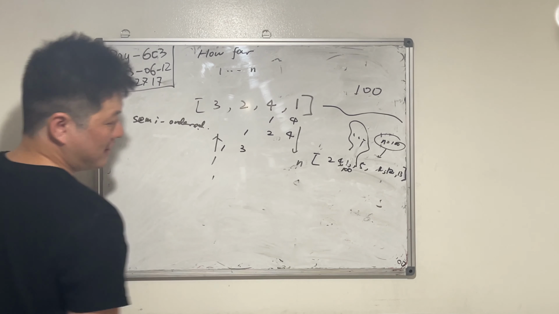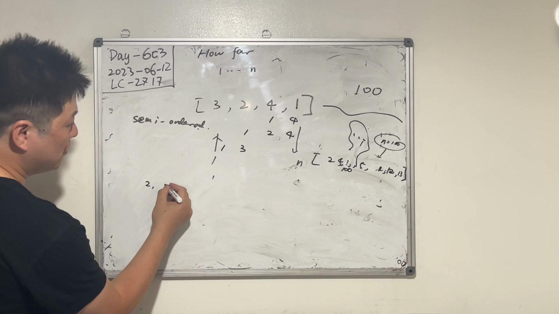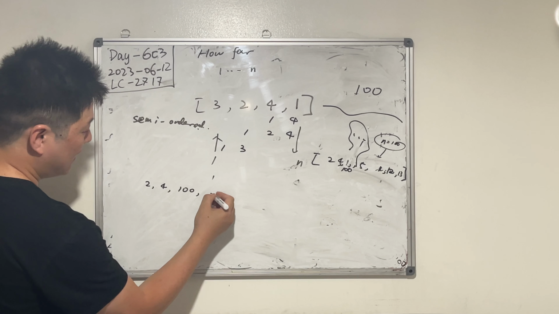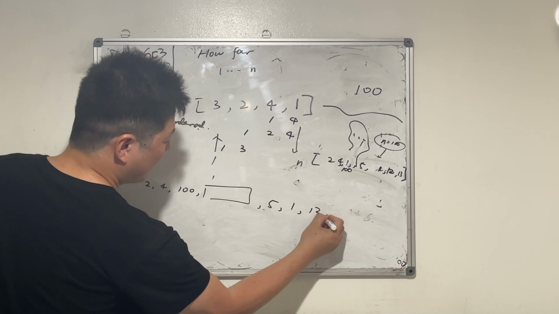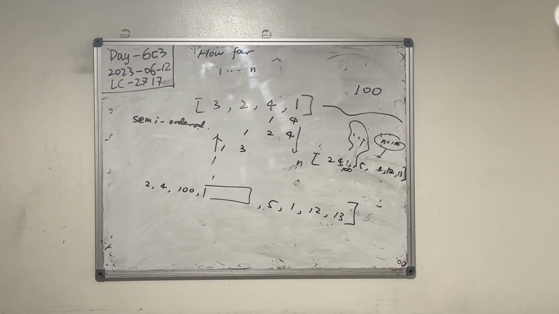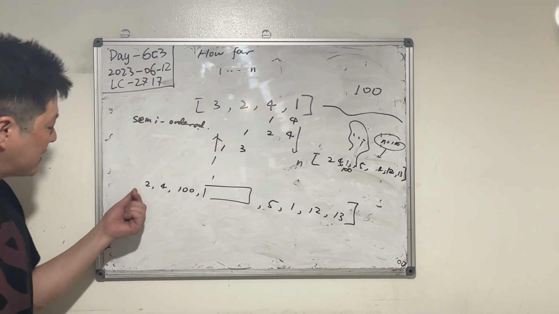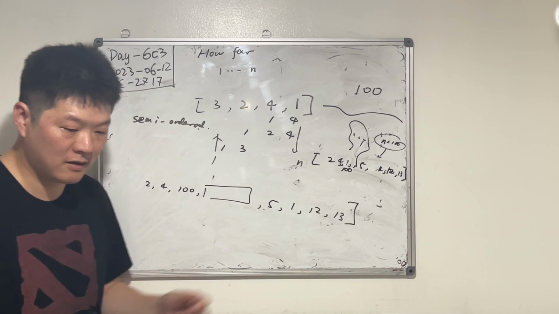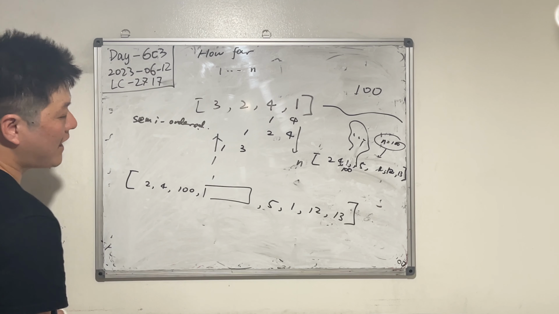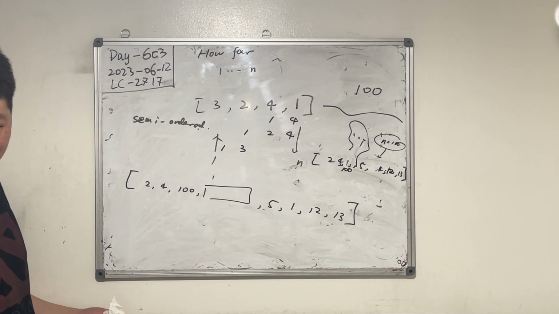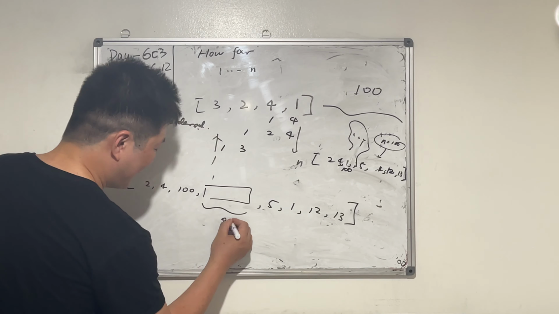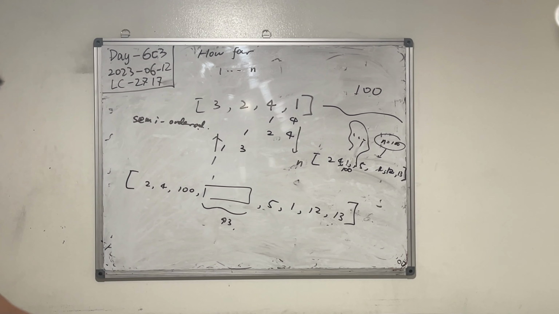Overall there are 100 numbers. So 2, 4, 100, and some numbers here. How many numbers are in the gap? I'm saying there are 100 numbers in total. So how many numbers are here? 93.